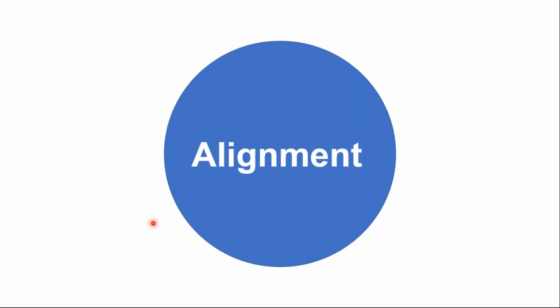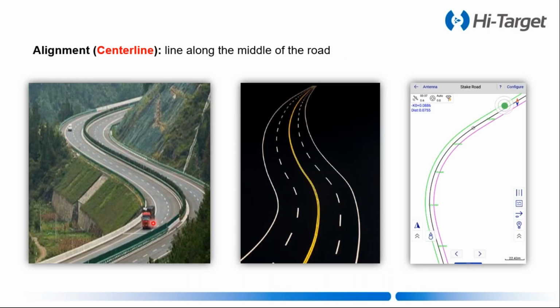The first is about alignment. The alignment can show the shape of the road on the top view. It is also called center line in Hi-Survey Road. You can see the first picture is in the real world. In the second picture, you can see the yellow line. This is the alignment of the road. And the third picture is a preview of the road in Hi-Survey.